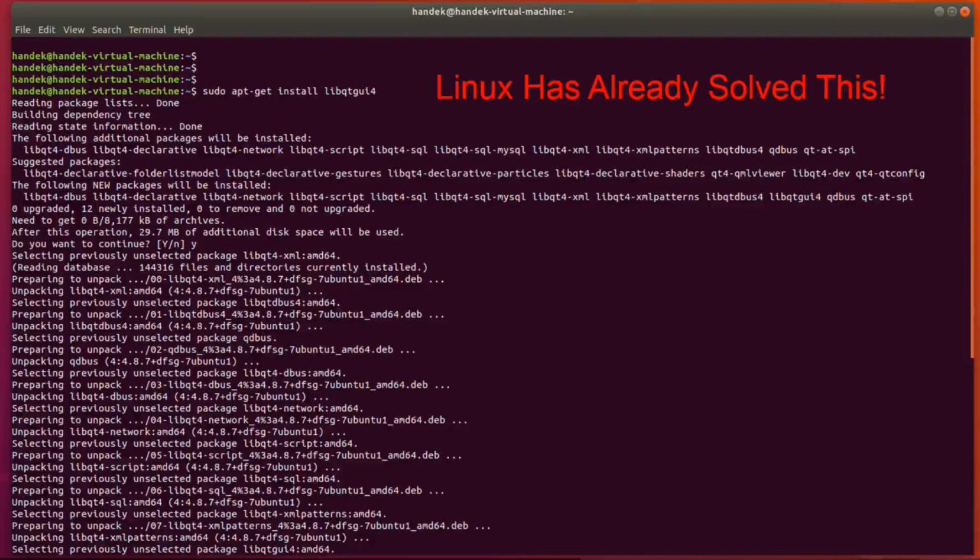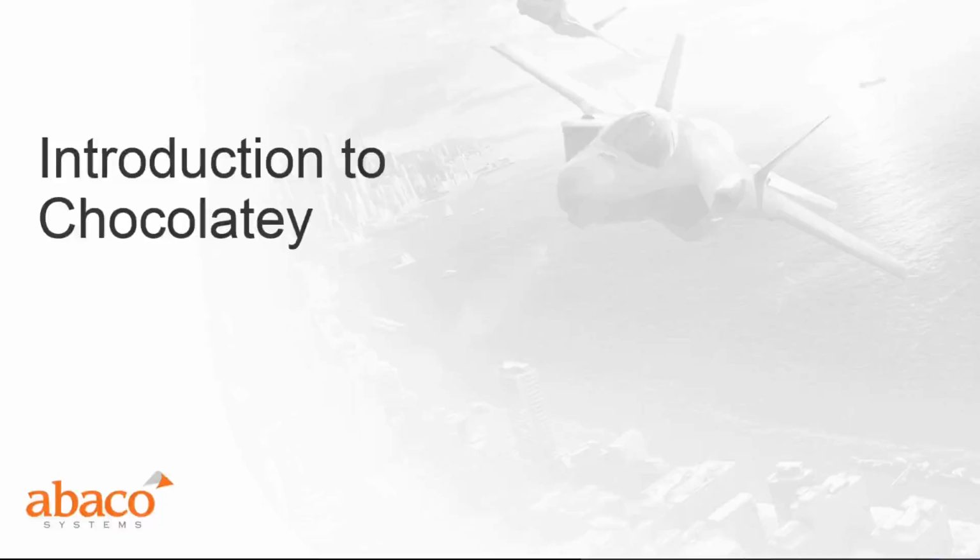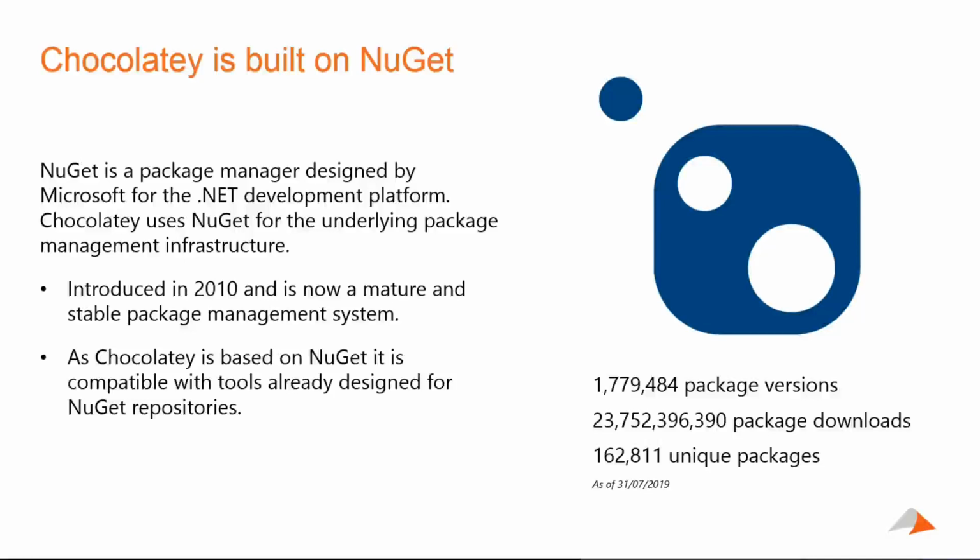Centralized repositories, packages, dependencies, and all of this sort of thing. And this sort of way of thinking is now catching on in the Windows world as well. So enter Chocolatey, which aims to be the package manager for Windows. So basically, if I wind back a bit, Chocolatey is built on something called NuGet.